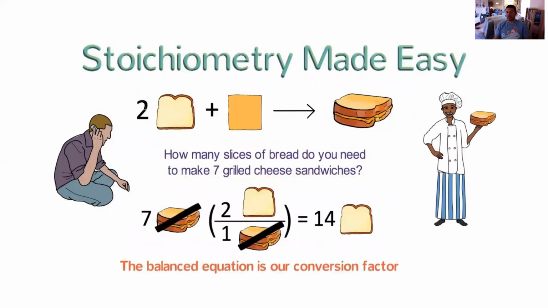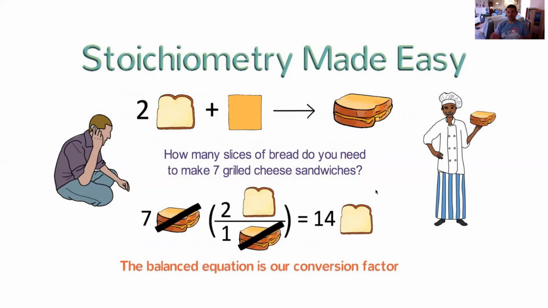Look at this equation, right? We have it written as an equation. 2 bread plus 1 cheese equals 1 sandwich. No numbers in front of the cheese or the sandwich, so that's how we know we can assume it's a 1. How many slices of bread do you need to make 7 grilled cheese sandwiches? All right, 7 grilled cheese sandwiches is the given info. So 7 sandwiches times a mole ratio of 2 bread, the thing we want, over 1 sandwich given, right? And the 2 and 1 come from the balanced reaction. 7 times 2/1 equals 14 slices of bread.